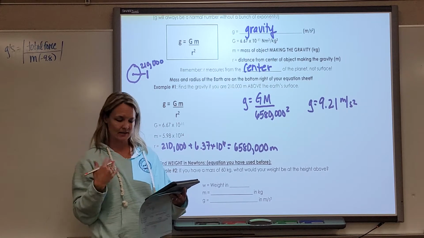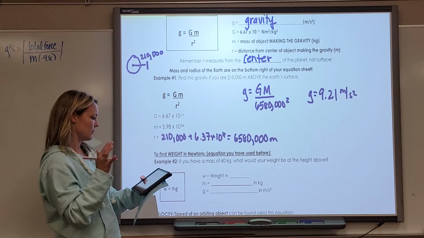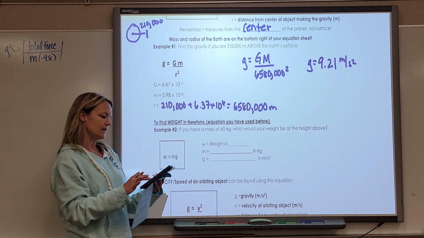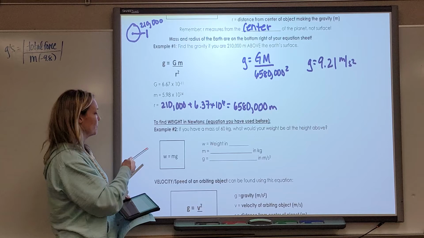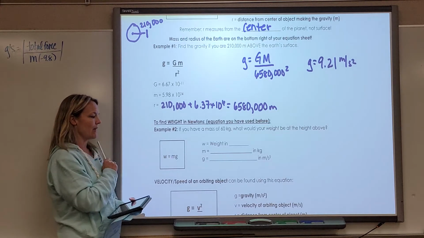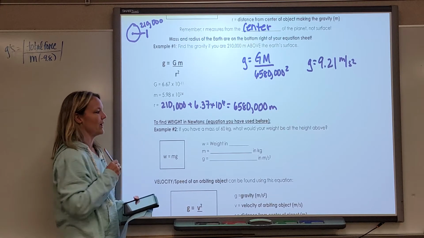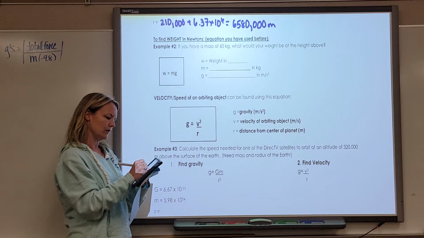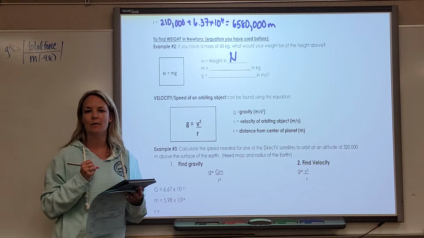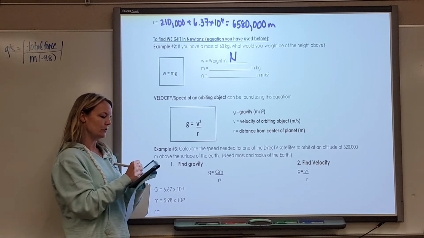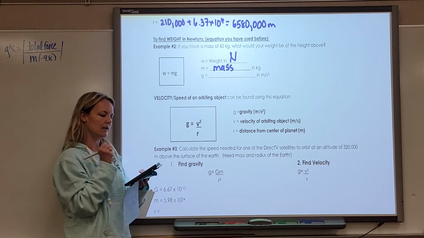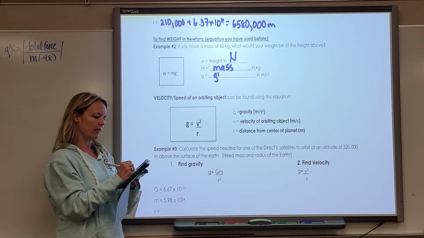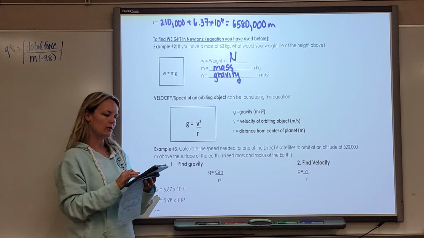What we can do with this number moves into the second part. To find weight in newtons, it's an equation you've used before. The weight is equal to your mass in kilograms multiplied by gravity. So our weight in newtons, that's how it comes out in the metric system. All you have to do is multiply your mass in kilograms by the gravity that you just found.